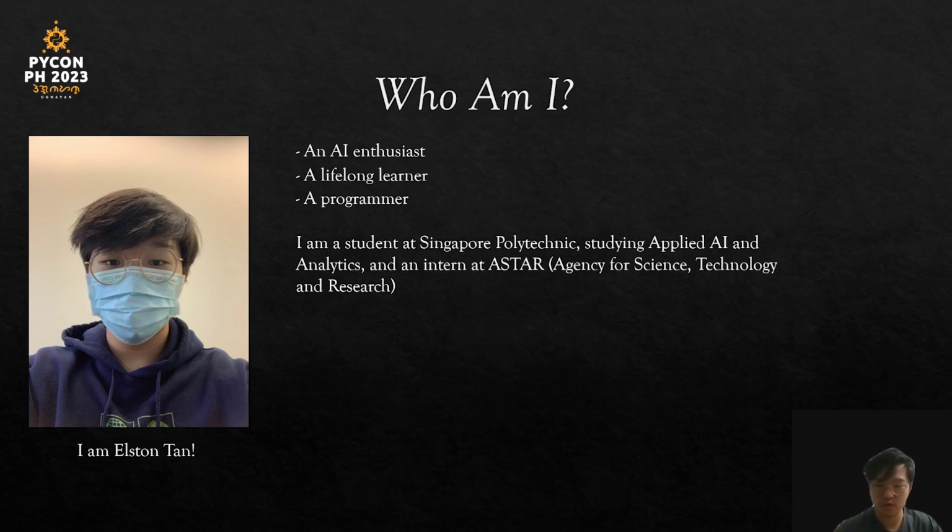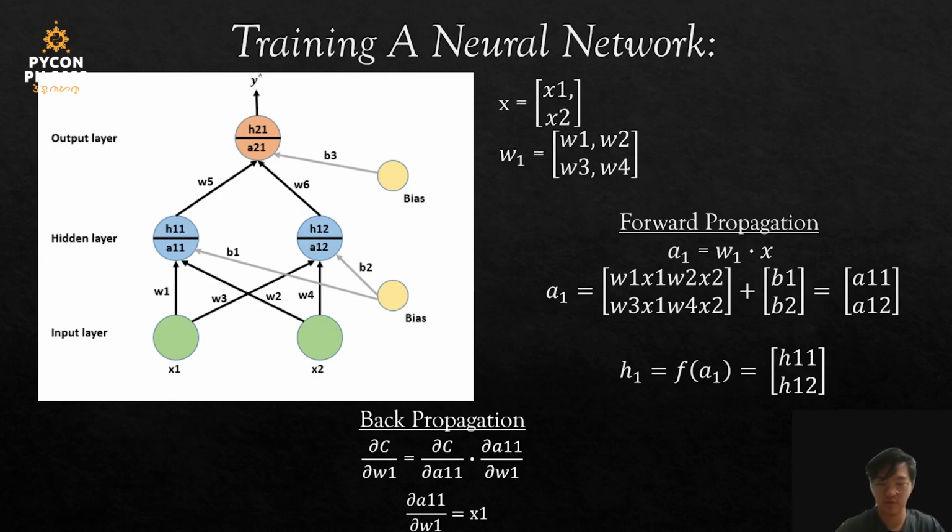So with that quick introduction out of the way, let's see how to train a feed-forward neural network. Traditionally with feed-forward neural networks, we define X as the input, so there's only two input nodes. And then we define W1 to be the weights between the input layer and the hidden layer. We matrix multiply W1 with X, and then we add the bias. There's two biases, B1 and B2. So we add the biases, and this gives us A1, which is the weighted sum of inputs.